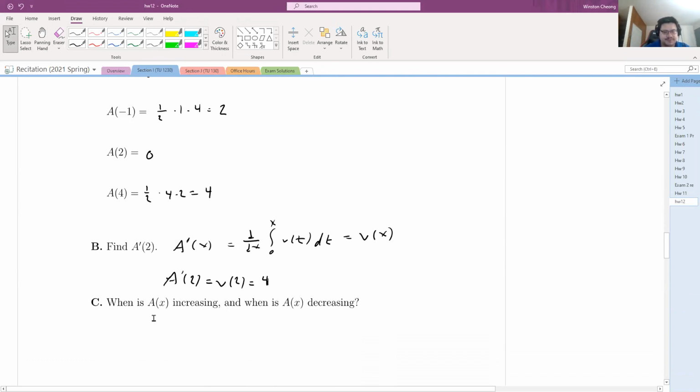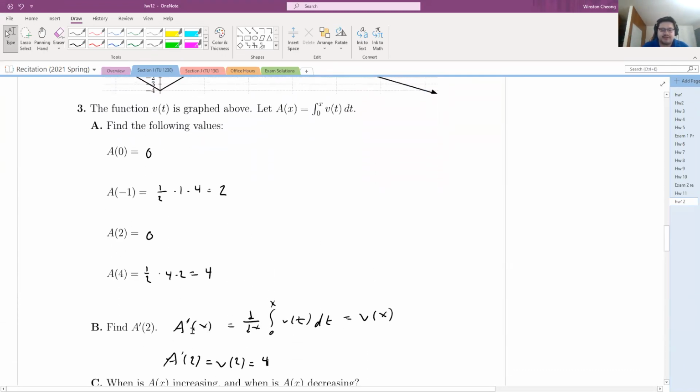C. All right. So when is it increasing and when is it decreasing? So that's interesting, right? Increasing and decreasing. The thing is that those are actually statements about the derivative. So in disguise, what this is saying is that we should be thinking about the derivative, which means we should be thinking about the v of x, since the derivative of the A function is the v function.